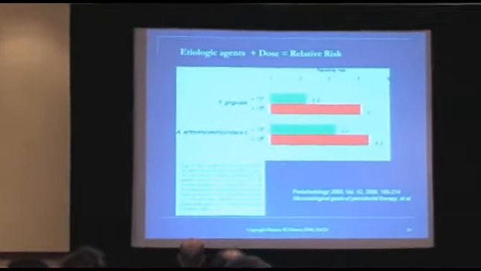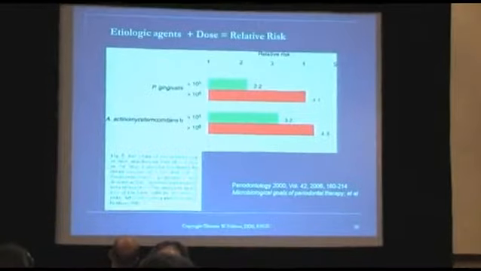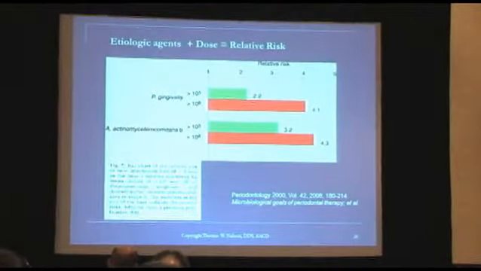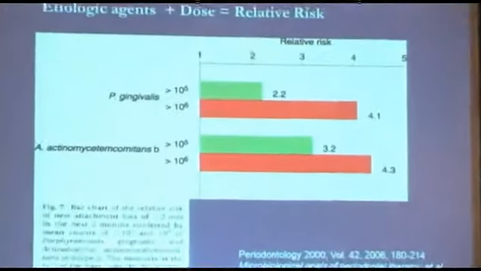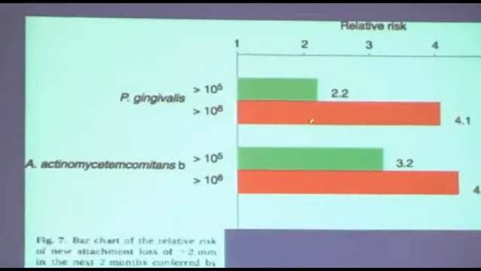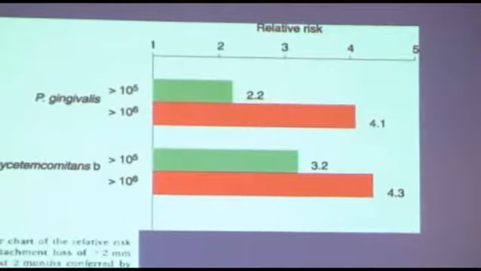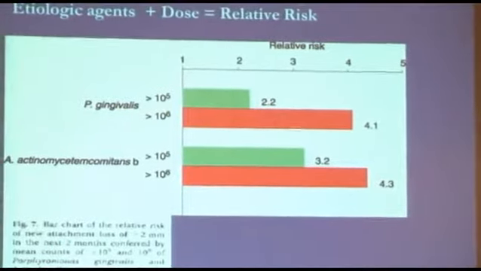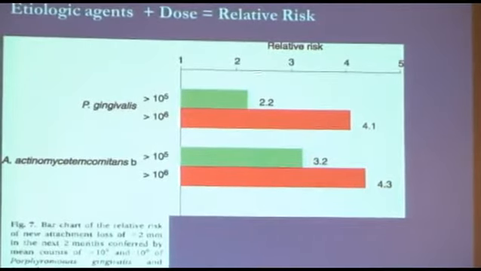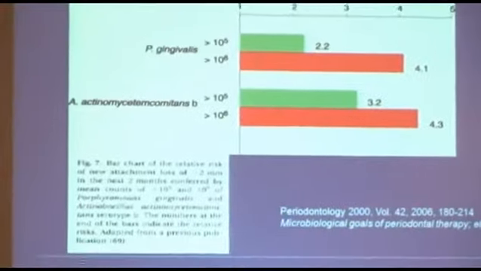This is another study from 2006 that was published to clearly show how important concentration or dose is. So when we look at a person that is infected with P. gingivalis at greater than 10 to the 5th, their relative risk for losing 2 millimeters of bone is 2.2 times versus those who don't have PG. If you move that up 1 log to 10 to the 6th, their relative risk for losing 2 millimeters of bone is over 4 times greater than if they didn't have that microorganism.